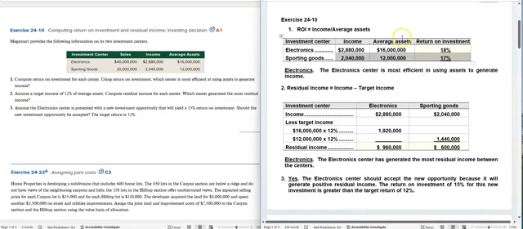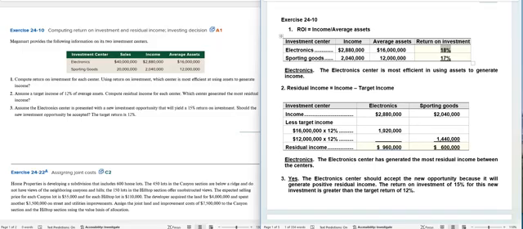So evaluating it, obviously a return that is higher, in other words, our income as a percentage of our investments is higher, that's what we want to see. So evaluating these two, the manager of the electronics is doing a little bit better, and that center is more efficient in using its assets to generate income.